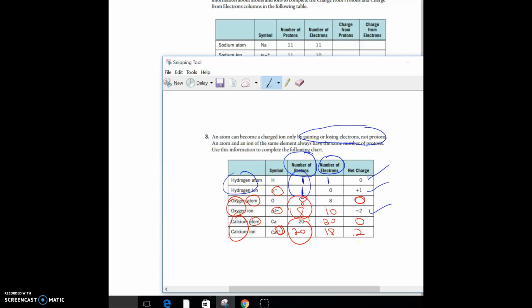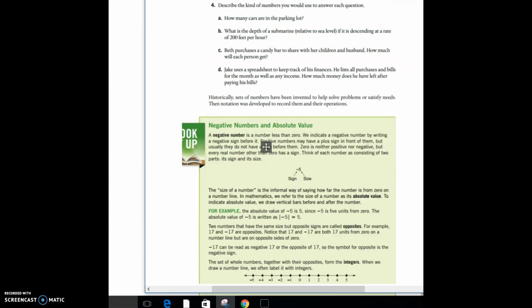All right, go ahead and try number 4 and then read the green box on page 41. All right, so number 4, describe the kind of number that you'd have. So for cars in a parking lot, hopefully we can't have half a car or anything like that. So we're probably thinking of whole numbers. And whole numbers don't have decimals or fractions, but start 0, 1, 2, 3, 4, things like that.